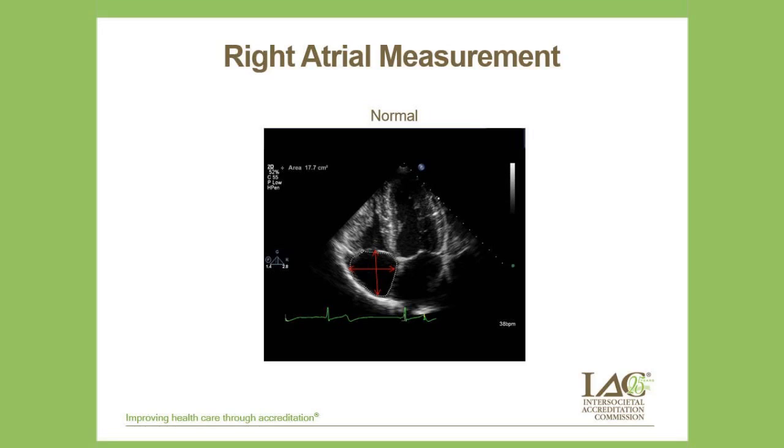We do not draw up through the leaflets there. We just stop at the annulus and let the machine bring the cursor over and connect with the other medial area there. So we've also included the major dimension there. You can see where we've measured from the annulus of the tricuspid valve back to the back wall of the right atrium, and then from side to side for the minor dimension there.